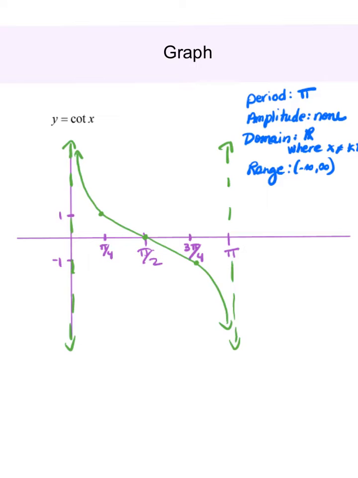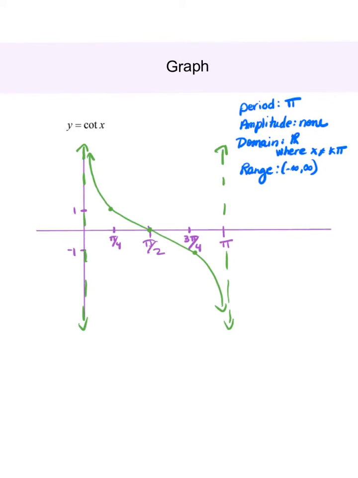I have divided my interval up into quarters. At pi over 4, cotangent's 1, at pi over 2, cotangent's 0, at 3 pi over 4, cotangent's -1, and then I have my curve drawn in here. The period of cotangent is also pi, the amplitude is none, and the domain is all reals except where there's an asymptote, and there is an asymptote every k pi. So right there, every period. My range is -infinity to infinity, just like tangent.